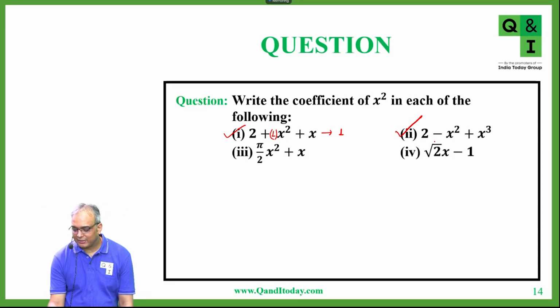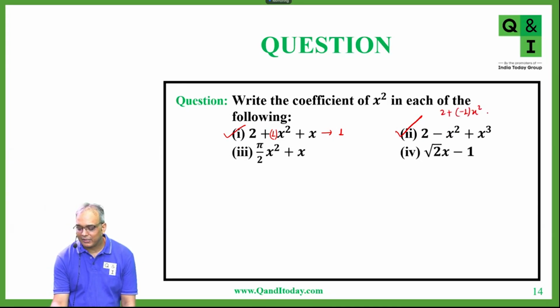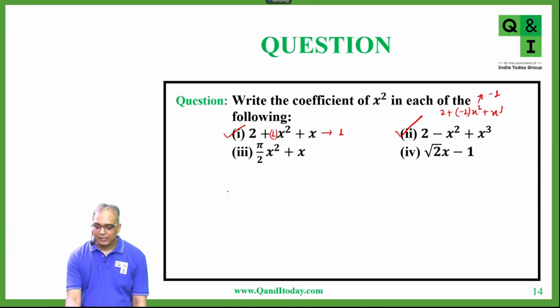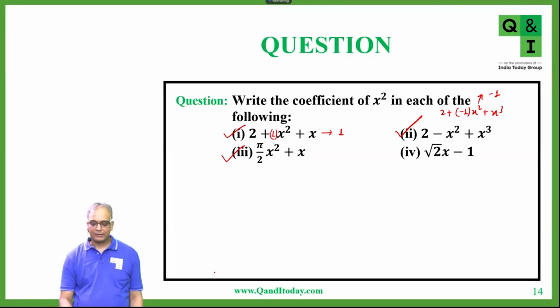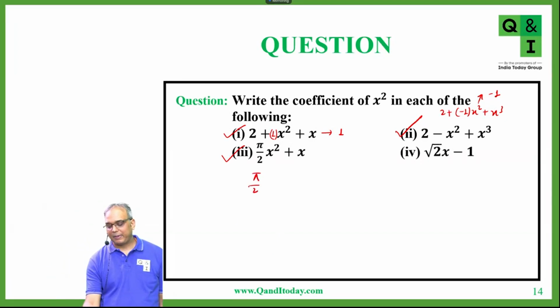So here you can write it as 2 plus -1 into x square plus x cube. So the coefficient of x square here is -1. What is the coefficient in the third example? Pi upon 2. Pi upon 2 is the coefficient here for x square.